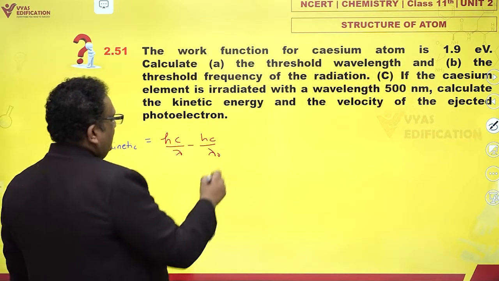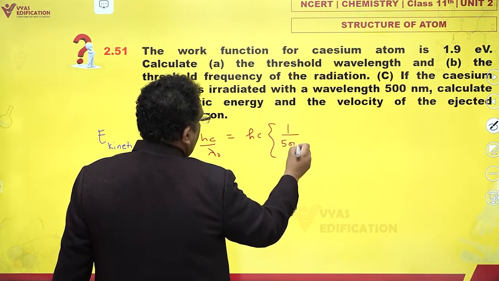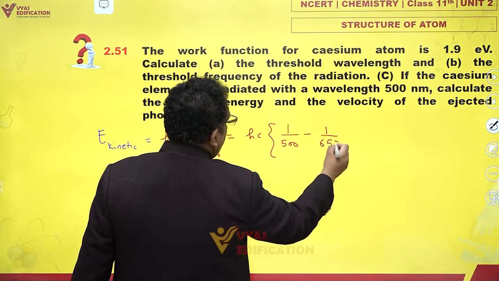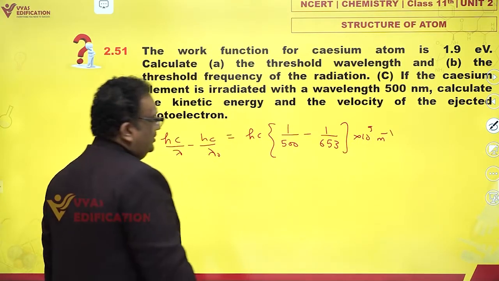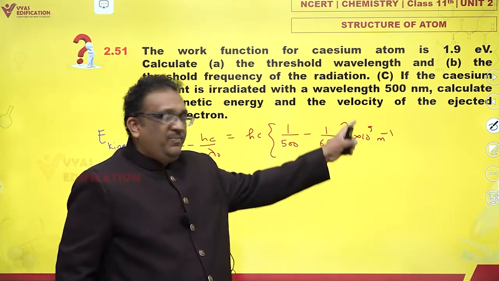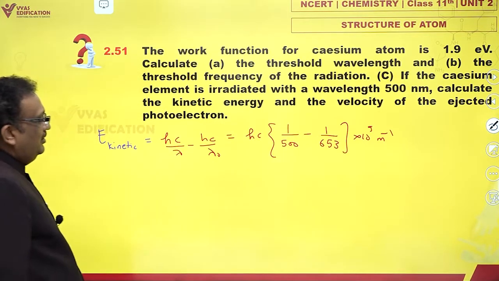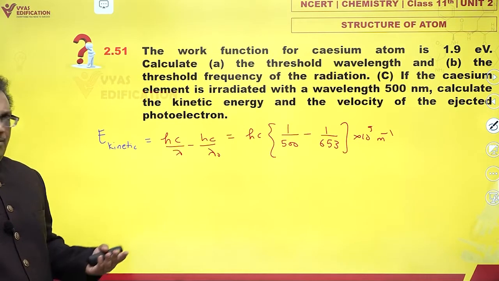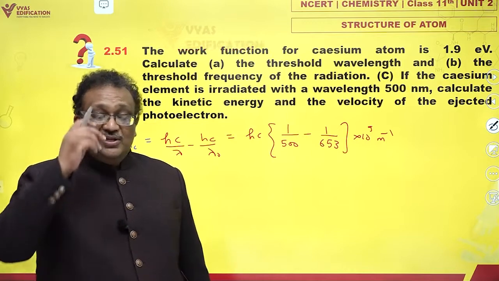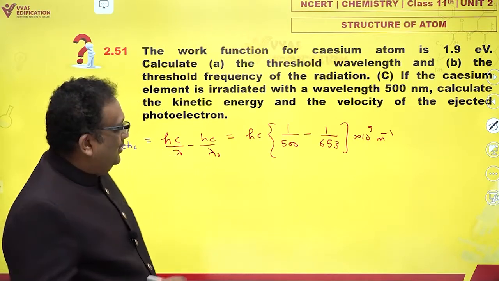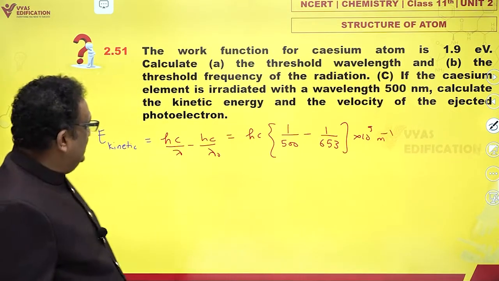500 nanometers. hc times 1 upon 500 minus 1 upon 653 into 10 to the 9 per meter. Nano is 10 to the minus 9, when it comes up it becomes 10 to the plus 9. What do I need to do? I just substitute and calculate and just have fun. Atomic structure is a very calculation intensive chapter. It would be very useful if you learn some quick random calculations.